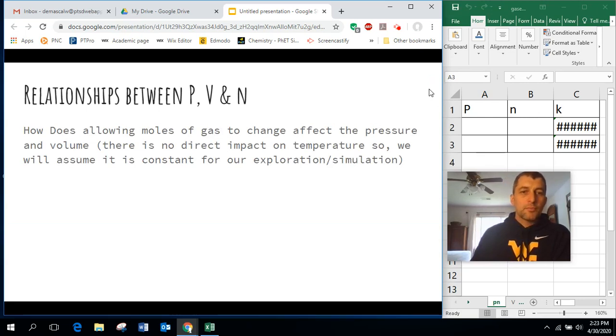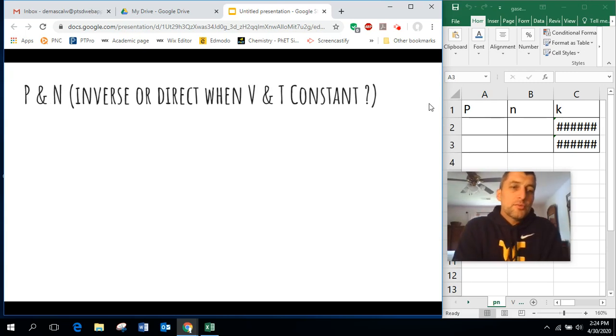So how does allowing moles of gas to change affect the pressure and volume? Notice we didn't say anything about temperature because amount and temperature really don't have a direct interaction. So adding air to a balloon doesn't change the temperature of the balloon, or changing the temperature doesn't necessarily change the amount. So we're going to assume that for the simulations that we do, we're going to hold temperature constant for them. All right. So is the relationship between pressure and amount inverse or direct when V and T are constant?